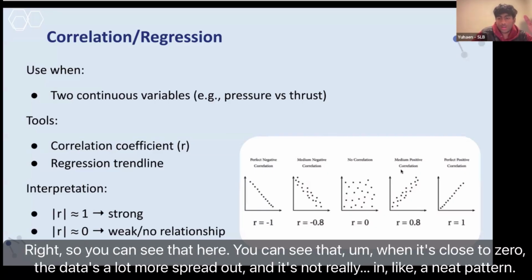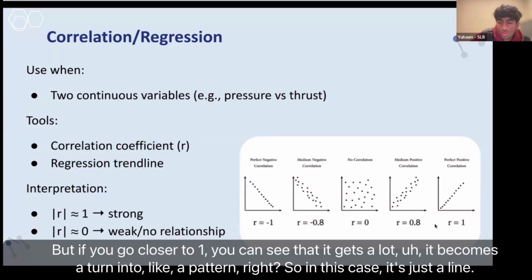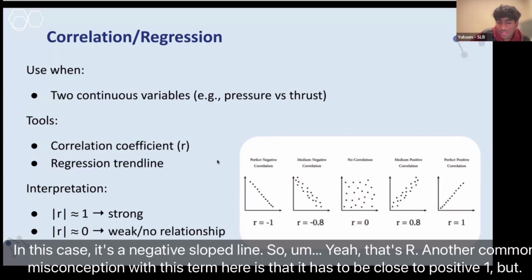You can see that here. When it's close to 0, the data is a lot more spread out and it's not really in a neat pattern. But if you go closer to 1, it turns into a pattern. In this case, it's just a line. In this case, it's a negative sloped line. So yeah, that's R.